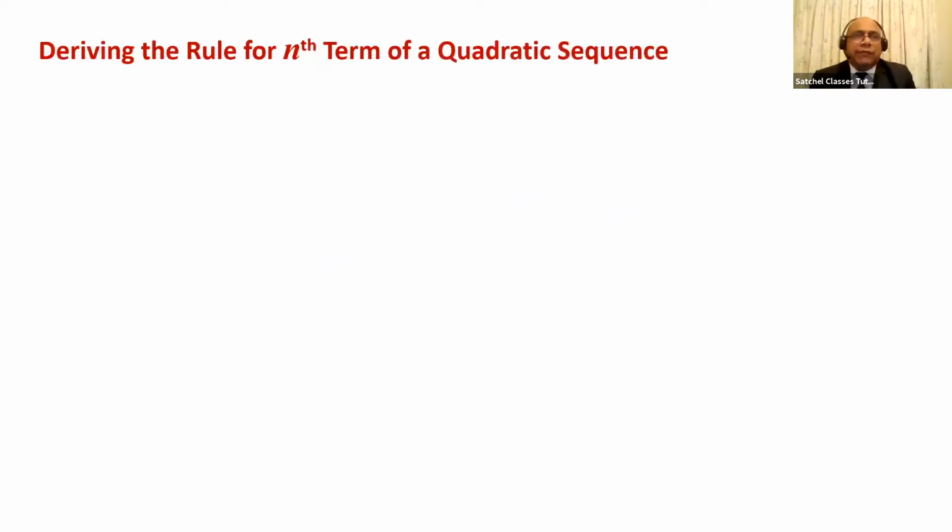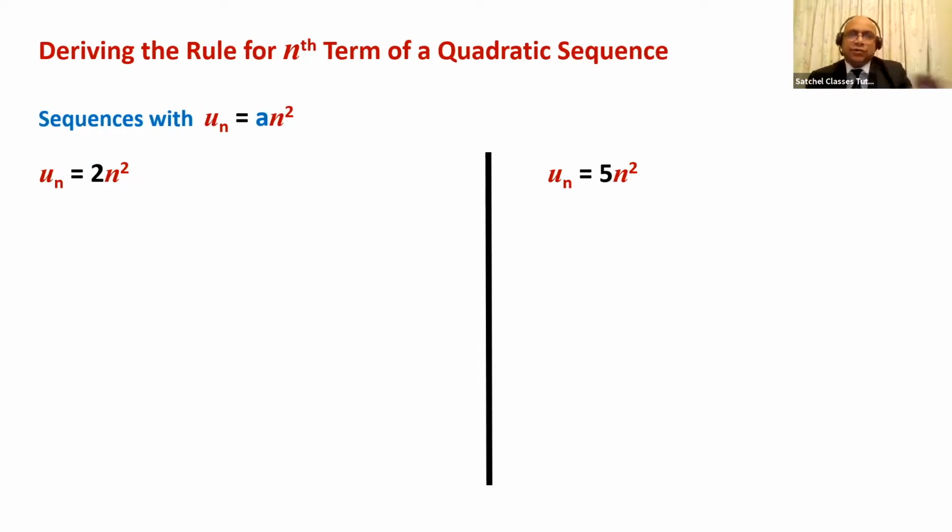Now, how do we derive the rule for the nth term of a quadratic sequence? Let's start with simple sequences whose nth terms are given by rules as simple as a n squared, something times n squared. But before we understand how to derive the rule, let's first understand, given the rule, how we arrive at the terms of a quadratic sequence. So let's take two such sequences, one following the rule 2n squared. The nth term is given by 2n squared. And the second one with nth term given by 5n squared. So let's first derive the first 5 terms of each of these sequences.